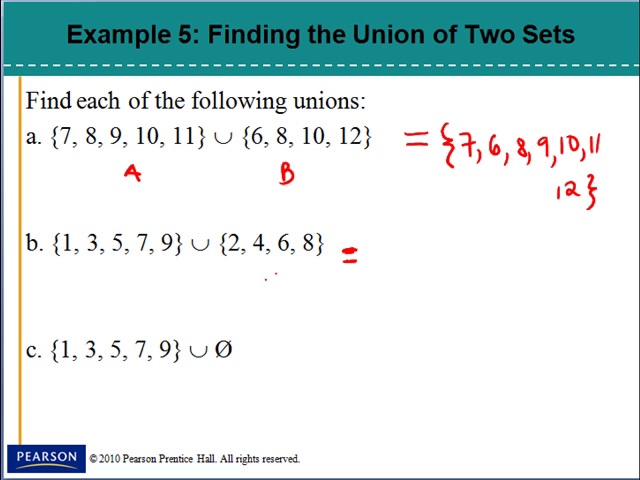Let's draw this one. We look at the union, so we pick either or element belonging to here or to there. So I pick 1, 2, 3, 4, 5, 6, 7, 8, 9.